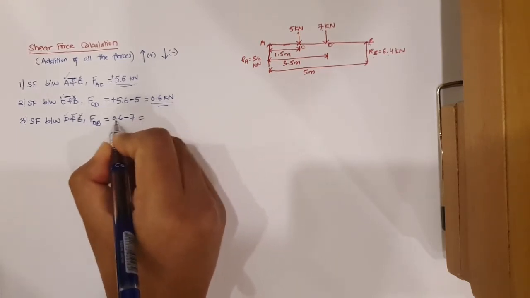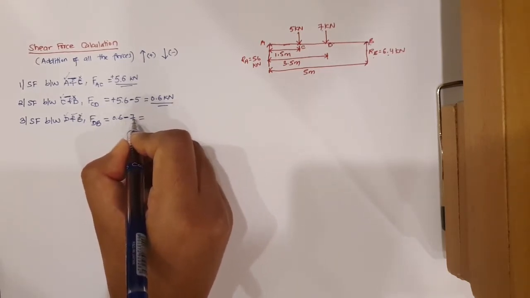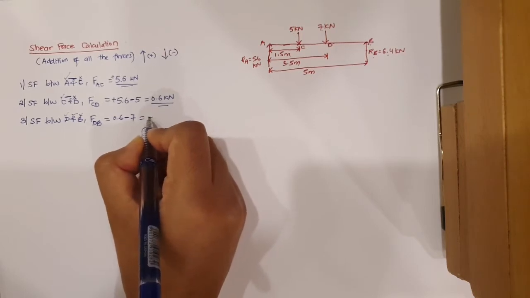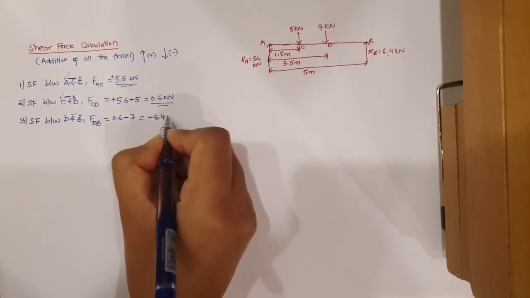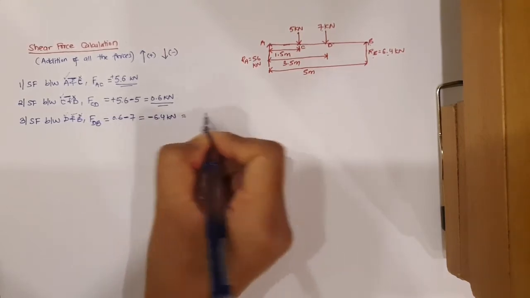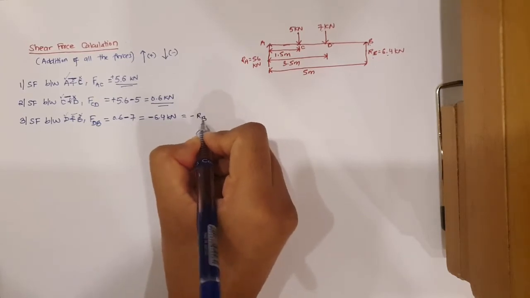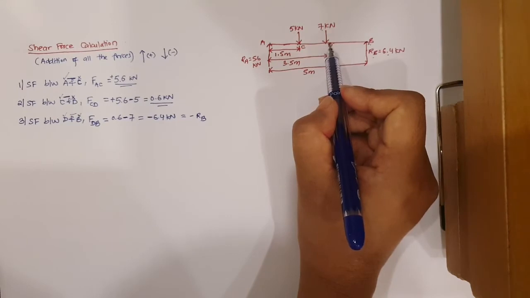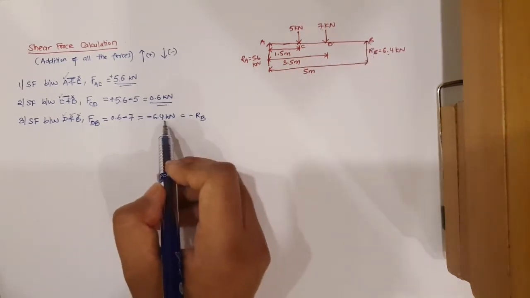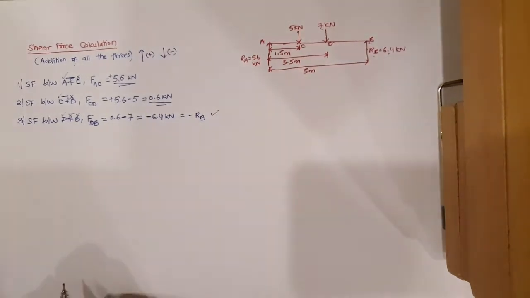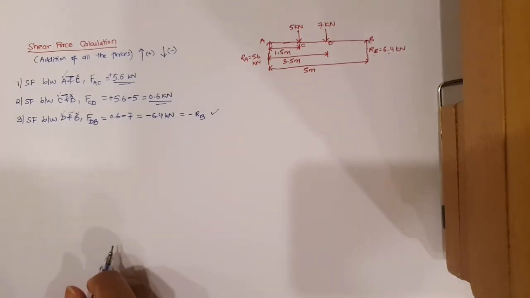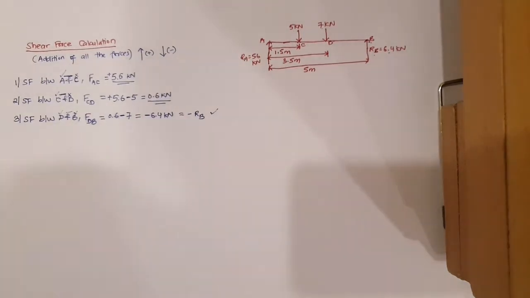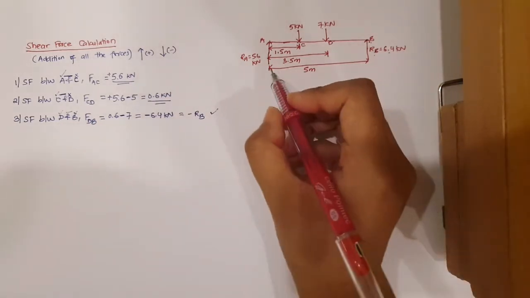तो 0.6 minus 7 will come exactly minus 6.4 kilonewton, which is equals to minus RB. तो हमारे यहाँ पर RB 6.4 आया था, तो लास्ट पे शेयर फोर्स भी इन दोनों के बीच के सेक्शन पे -6.4 आया. तो this is right. आपका कैलकुलेशन सही है. You can cross check your calculation in this manner. अब हमें पूरा शेयर फोर्स मिल गया है, तो let us draw the shear force diagram.